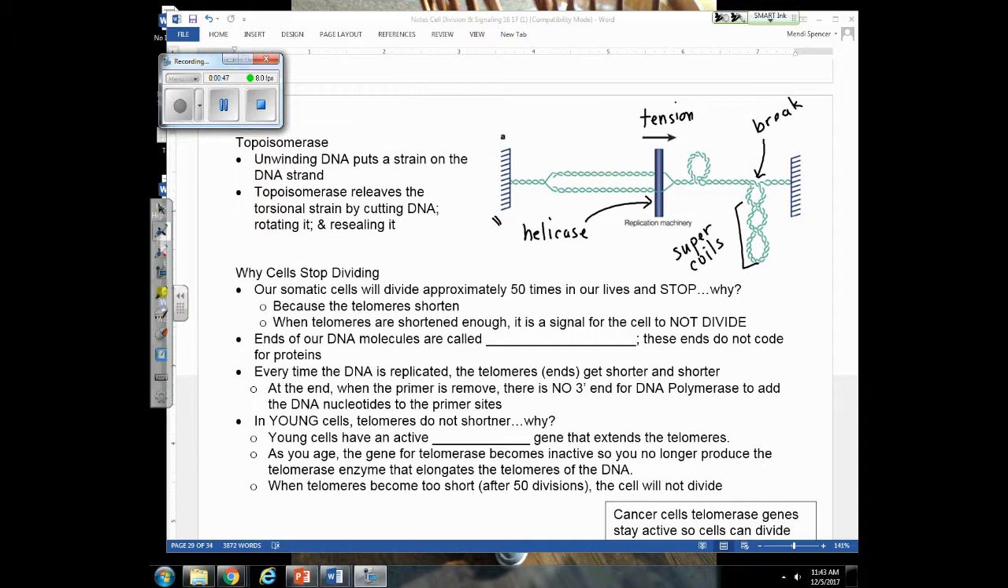Topoisomerase is going to prevent the buildup of tension. So let's show a molecule come in. So this is an enzyme. This is topoisomerase. And what it'll do is it'll cut the DNA, and it'll unwrap it so there's less tension, and then it will reseal it. So again, topoisomerase relieves the tension so that the DNA doesn't break on its own and have to be fixed.